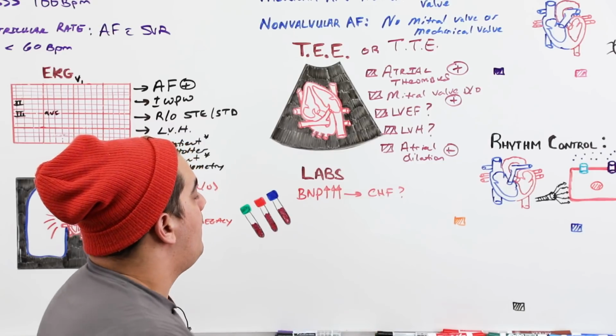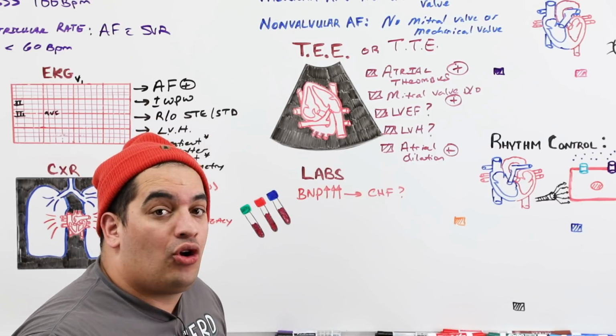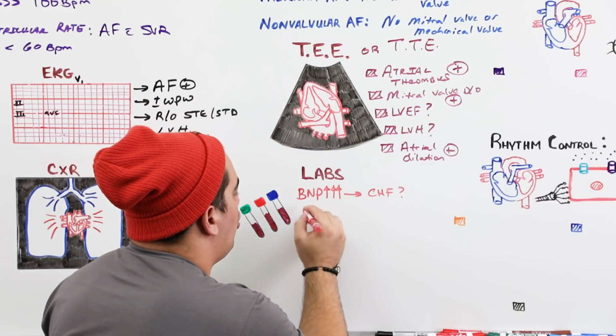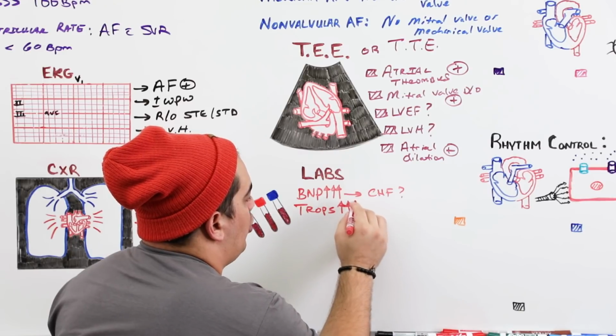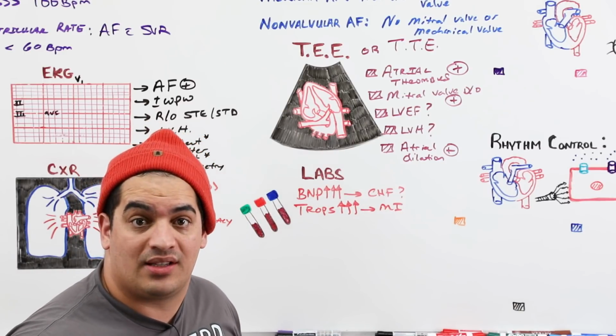The other thing is, what were some other causes? Do they have any myocardial ischemia? Well, does their EKG show any ST segment changes? And what do their troponins tell us? Do they have any elevated troponins? Well, if their troponins are elevated, maybe they're having some type of MI. That could be leading you into something.